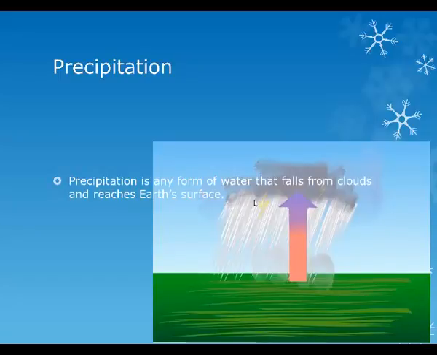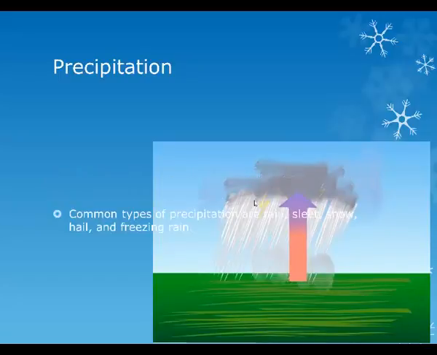Precipitation is any form of water that falls from clouds and reaches our surface. Common types of precipitation are rain, sleet, snow, hail, and freezing rain. And we're going to look at each one of these.